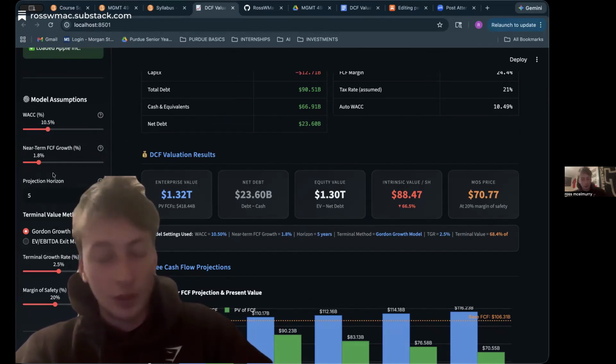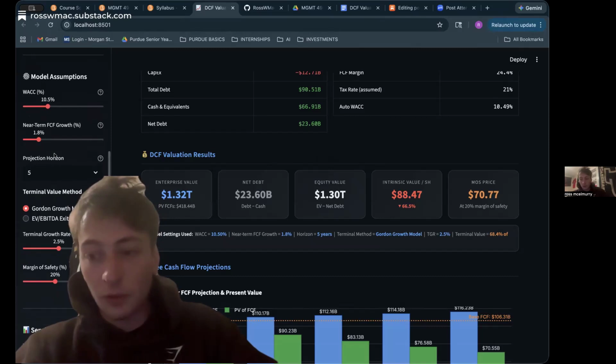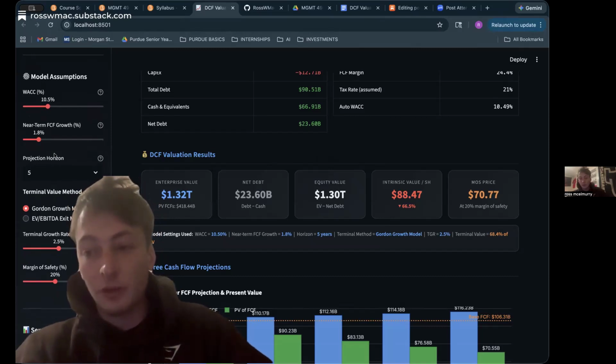And then talking about the near-term FCF growth percent, the app is seeding this from the company's 3-year revenue CAGR. This is the growth Apple has actually delivered to us, so we know this is true. Usually it's going to be around 6.8%, which on here we have it at 1.1, but usually that's going to be a little bit higher. Maybe right now it's not, but we can still change it right here.